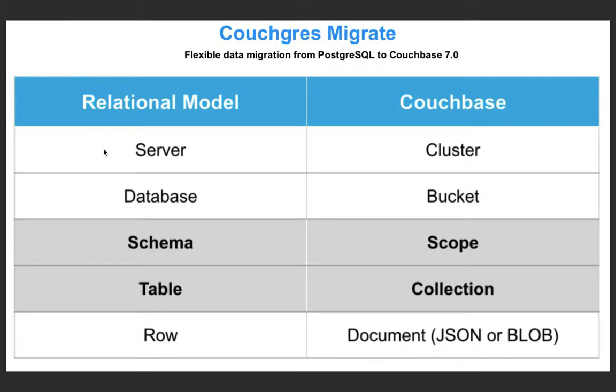The PostgreSQL server maps to the Couchbase cluster and the database to the bucket. The schema and tables map to the newly added scopes and collections, and finally, the row maps to each individual document. I am going to be demonstrating the project with a small example.